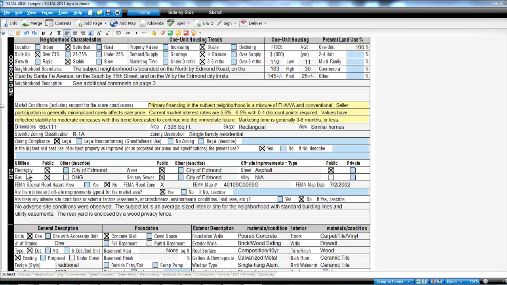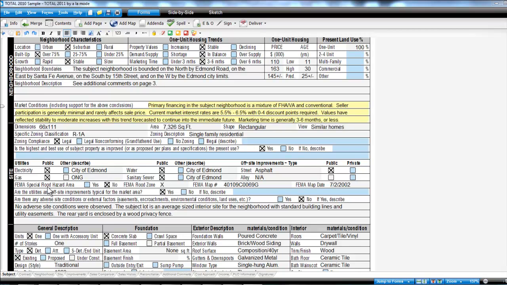And then there's a description of the typical utilities, and particularly in the rural areas, sometimes the water or the sewer service won't be public. It may be a mutual water company and a septic system, so you describe that. We don't have alleys in a lot of places here, and so you could put something like not applicable.